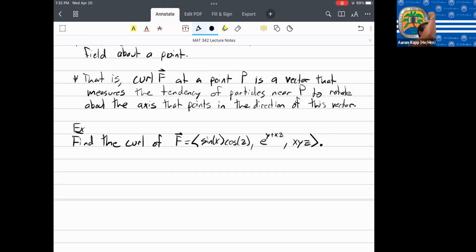So I'm just going to give us some vector field right here. The first x component is sine of x times cosine of z. That's what's going to determine the length of all the x components of any vector. e to the y plus x times z for the y component, and x times y times z for the z component.